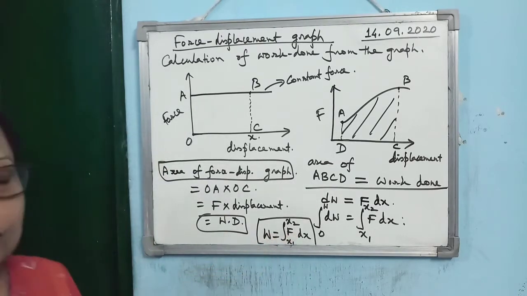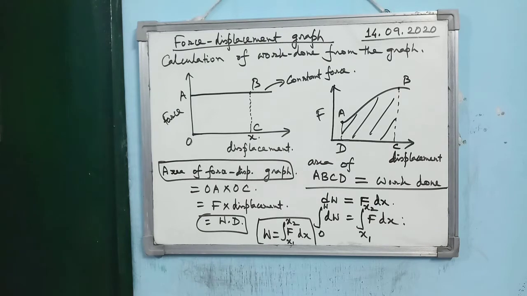Now this part, if you do not understand, there is no problem, because you don't have to solve the numericals related with it. And when you will learn about the integration and derivative in maths class, it will be more clear to you. Just remember the formula that W is equal to integration x1 to x2 f dx.